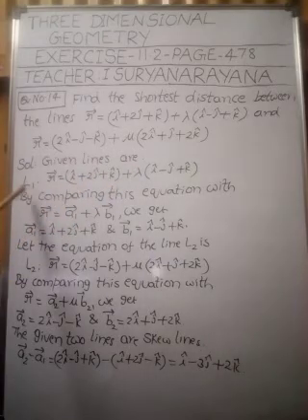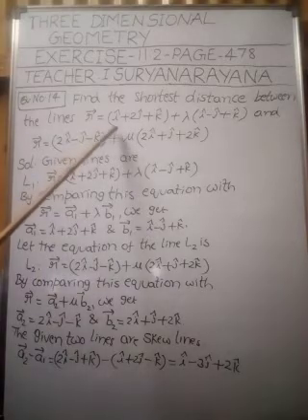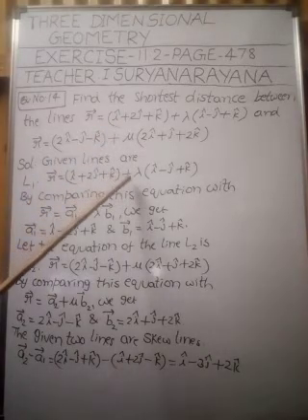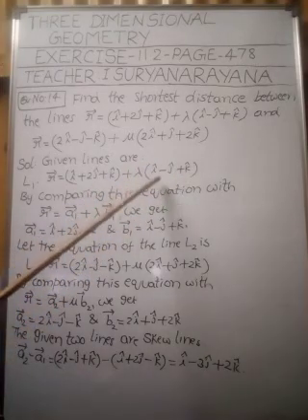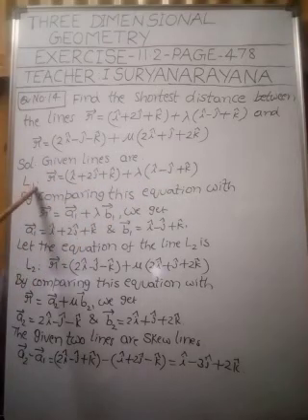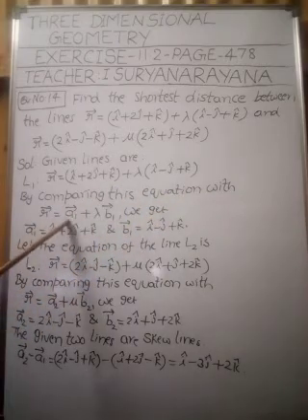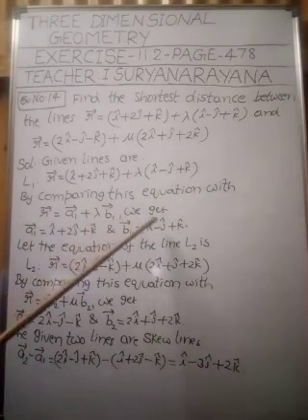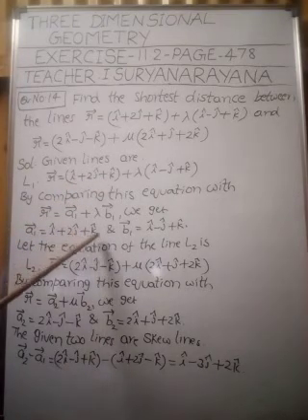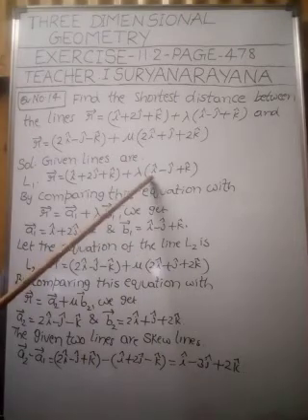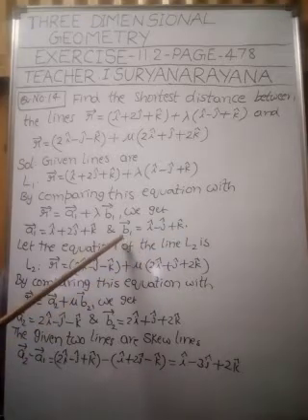Given lines are, let us consider the given line is L1. L1: r bar is equal to i cap plus 2j cap plus k cap plus lambda into (i cap minus j cap plus k cap). This first equation is considered as the equation of the line L1. By comparing this equation with r bar is equal to A1 bar plus lambda B1 bar, we get A1 bar is equal to i cap plus 2j cap plus k cap, and B1 bar is equal to i cap minus j cap plus k cap. Understood this step, my children?